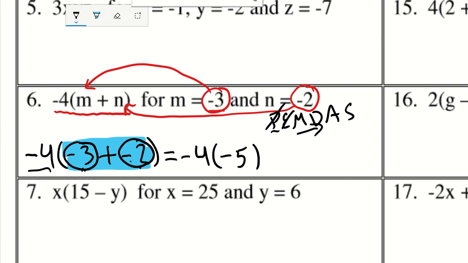Now we do have parentheses, so that means with a number outside, I'm going to have to multiply these two. And remember that negative times a negative. Remember that the rules from adding and subtracting are different from the rules of multiplying and dividing. So we have negative times a negative is a positive, and then 5 times 4 is 20. So when we evaluate this expression, it gives us 20.